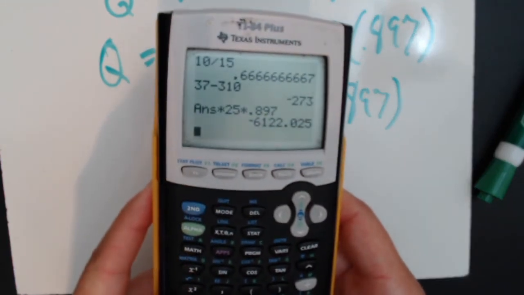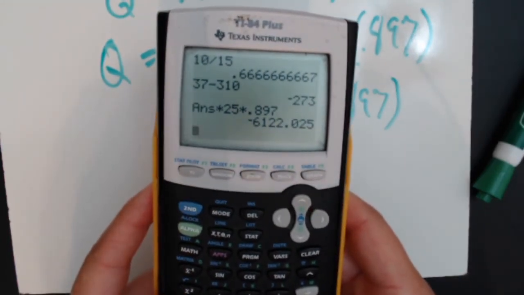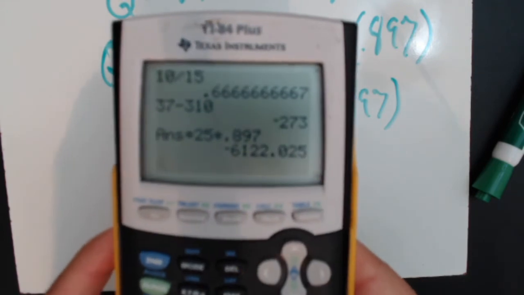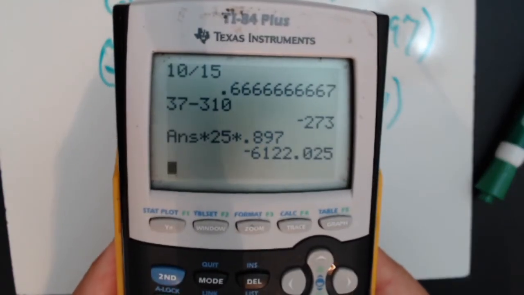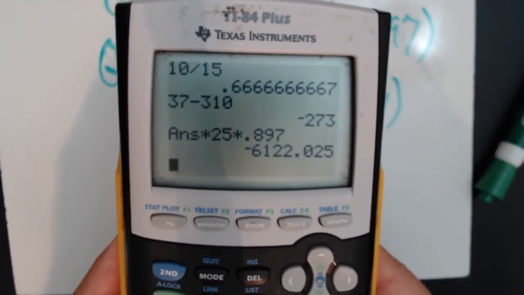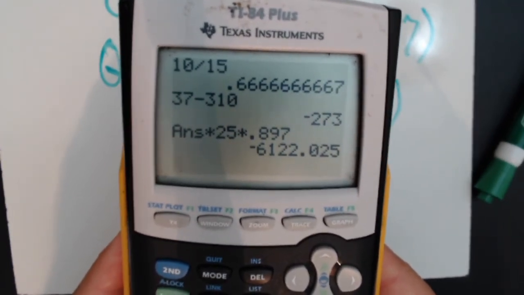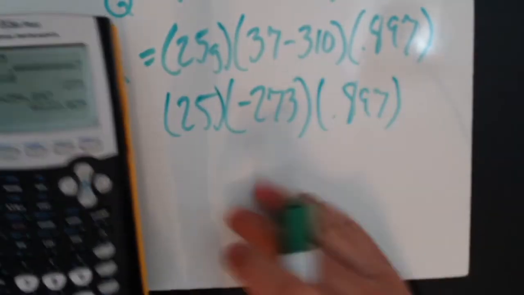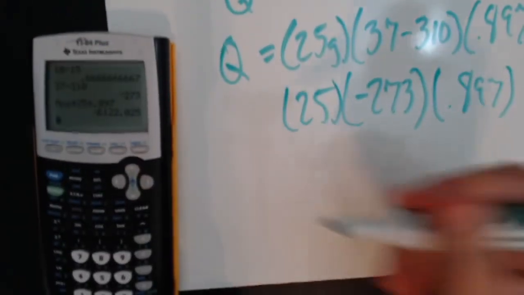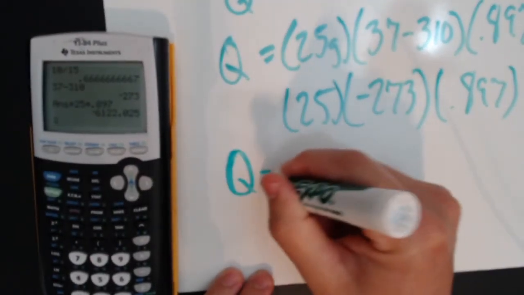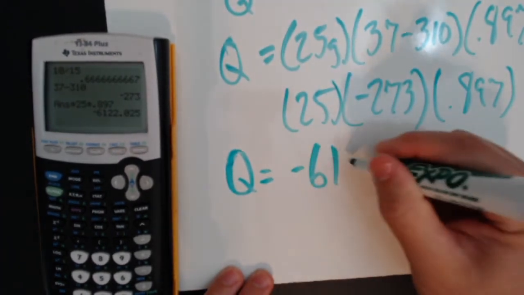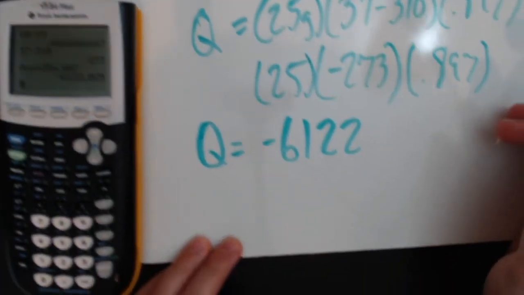Negative 6,122. Remember, that negative has to be in there. What is that negative telling us? We're solving for Q. Negative Q means energy is being lost, so it has to stay in there. So our Q value is negative 6,122. Now what's the unit?